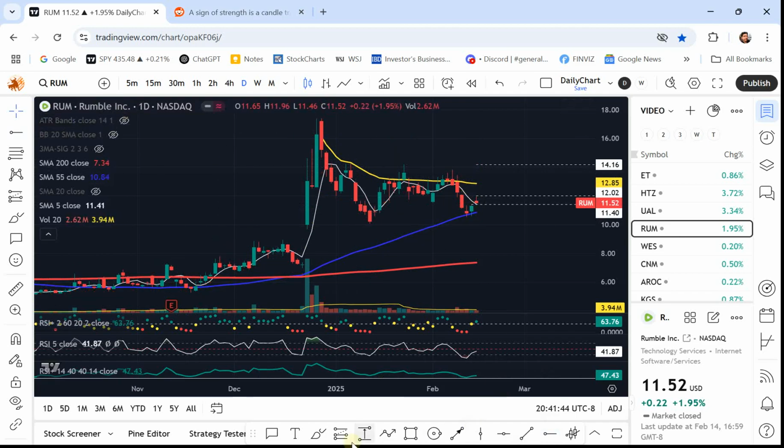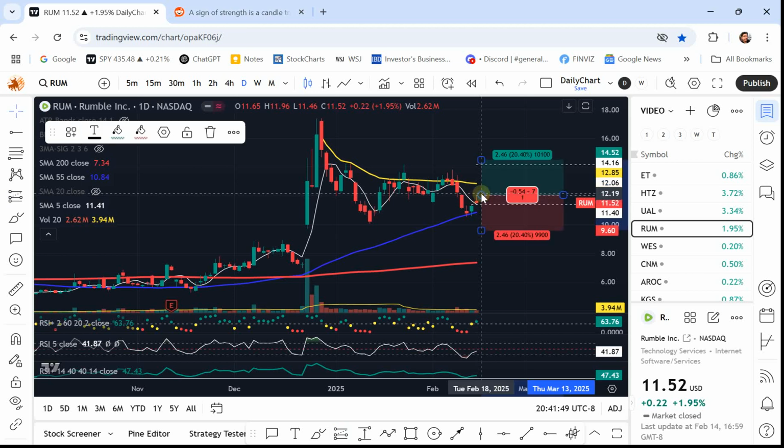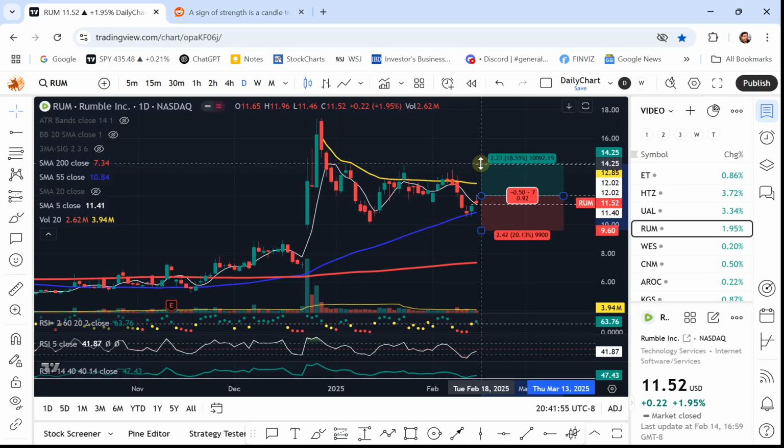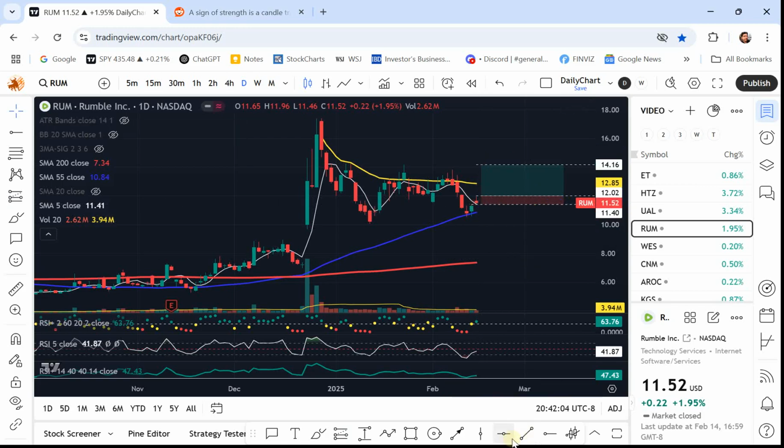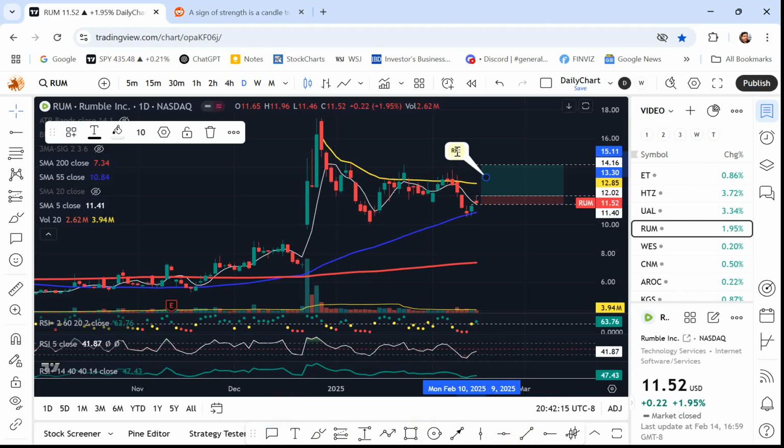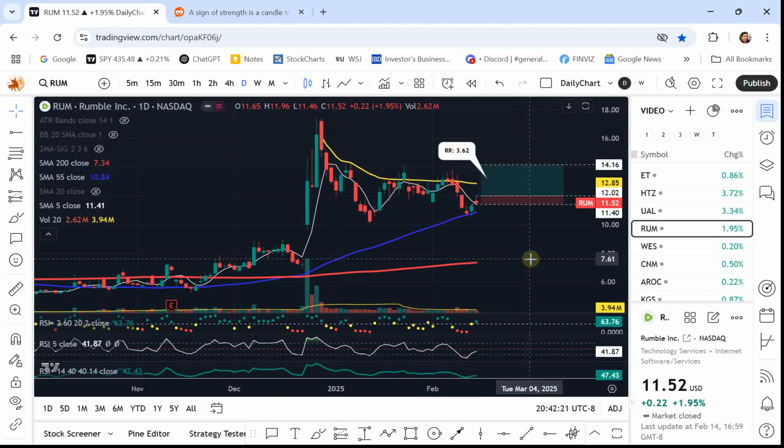Turn it off. And now we put the drawing for the long indicator. Just that right. And there's our target and our stop loss. So on this one here, we're looking at 3.62. So now, just put that bubble here. Risk to reward, 3.62 if I remember right. Yes, okay.